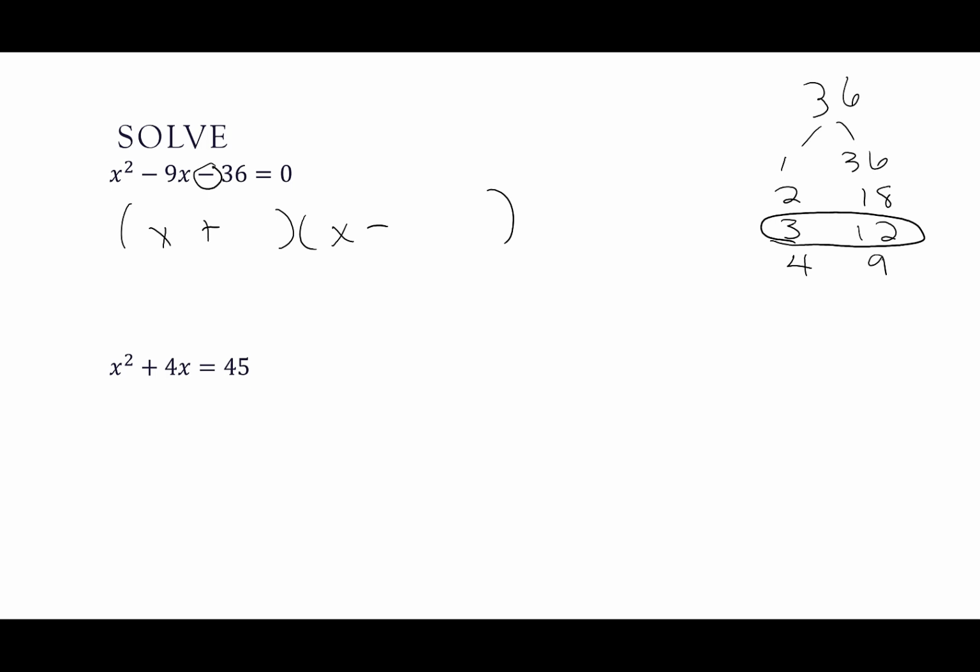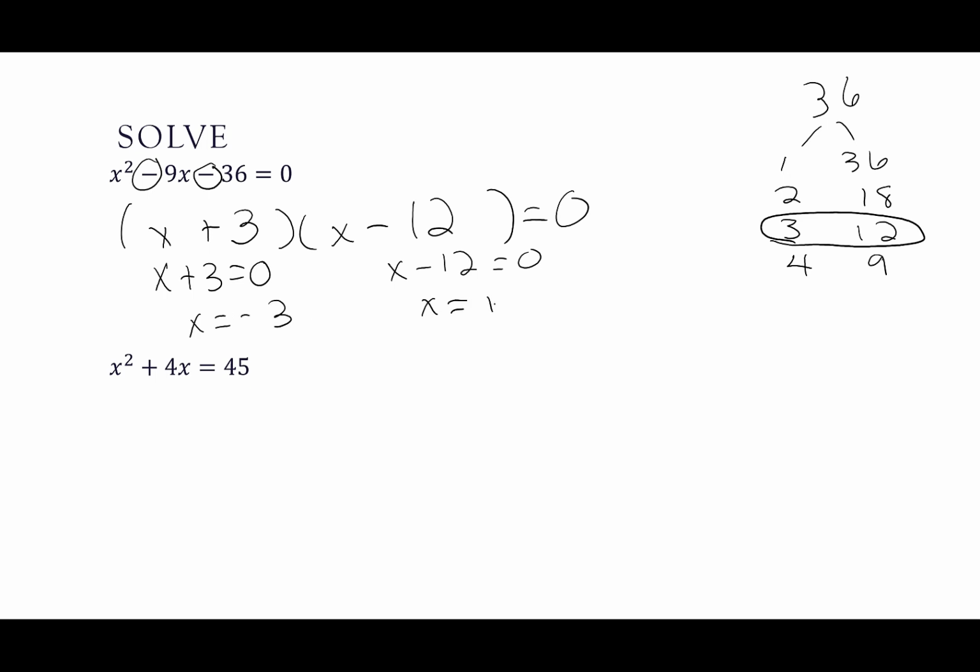What I'm looking for is when I subtract. So this negative in front of 36 says I'm going to subtract these two numbers. So 12 minus 3 gives me 9. Subtract the smaller from the larger. What you want to do is pay attention to the sign in front of the b term, and that's going to go with the bigger number. So the minus sign says 12 will be negative, and the 3 will be positive. That way, 3 times negative 12 is negative 36, but negative 12 plus 3 is negative 9. Now I set those equal to 0. X plus 3 is 0, x minus 12 is 0, x is negative 3, x is positive 12.